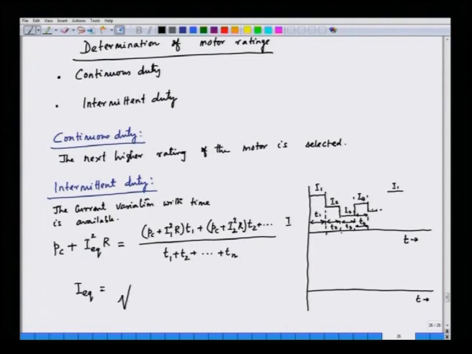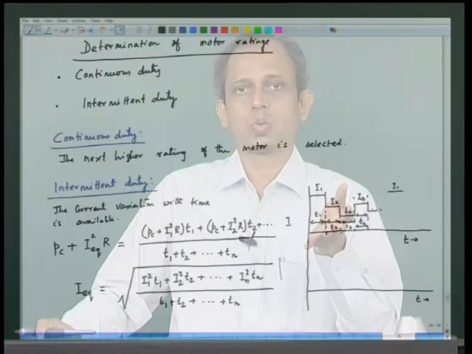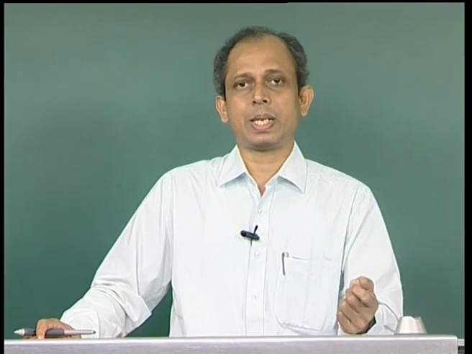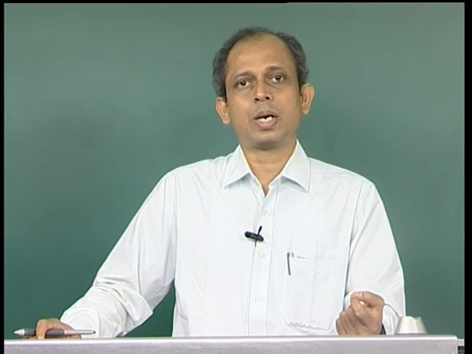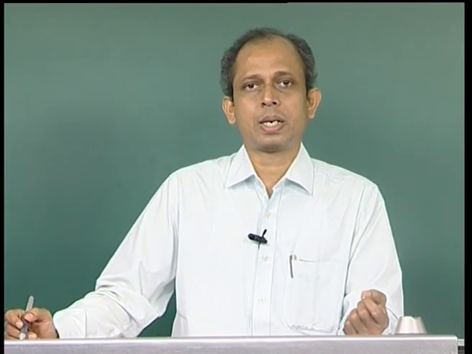I equivalent is given as I1 square t1 plus I2 square t2 plus up to In square tn, divided by t1 plus t2 up to tn. So, this is a very interesting derivation in the sense that we can find out an equivalent current for a fluctuating load. So, when we know I equivalent, we can select the motor with the next higher current, and this is one of the ways in which we can find out the ratings of the motor if the load is fluctuating.